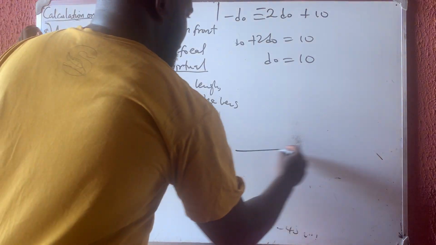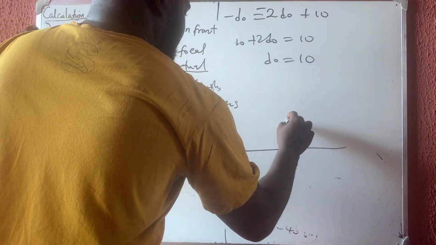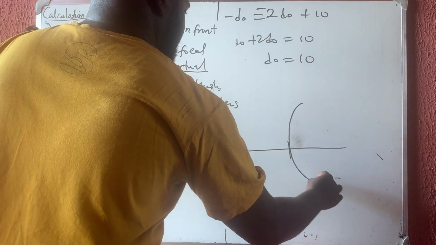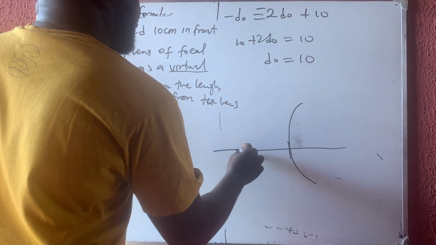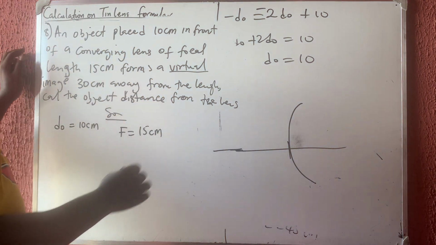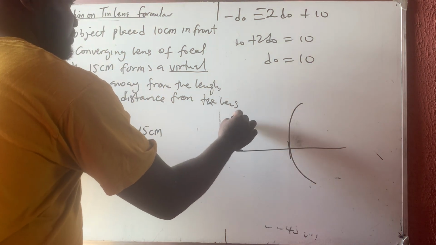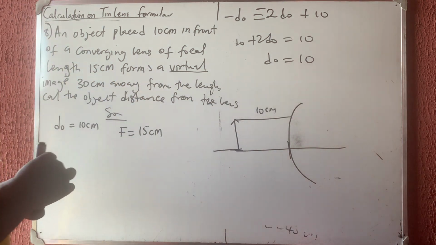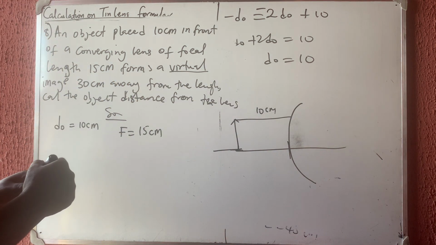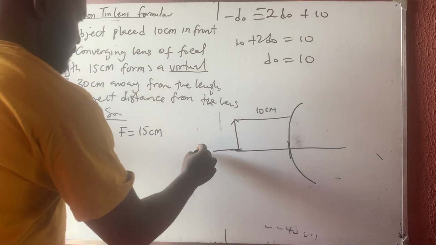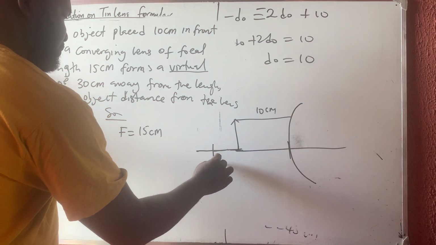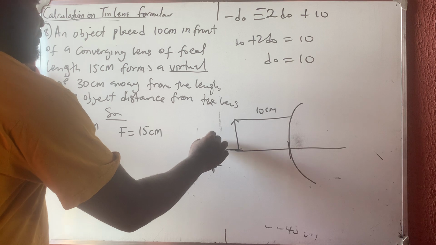Let me just draw this to have the picture. This is the converging lens. A converging lens is a convex lens. So this object is placed 10 cm from this place. This is the 10 cm, that is the distance of the object from the converging lens. And then the focal length is 15. So this is where the focal length is, this is my F, 15.